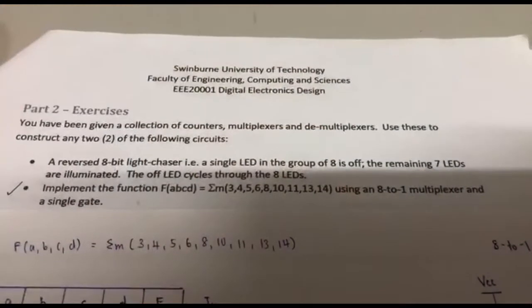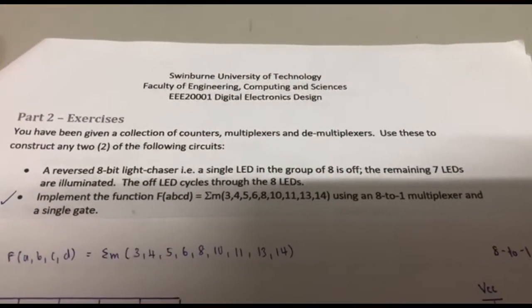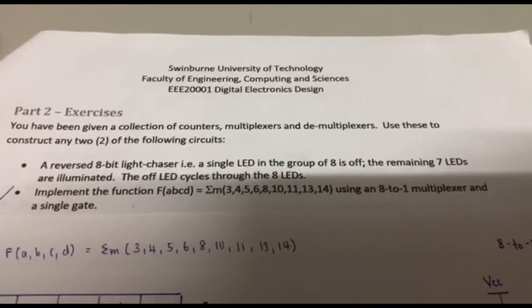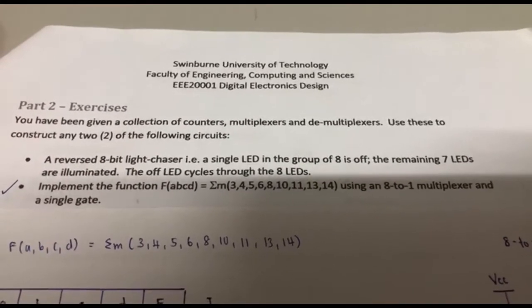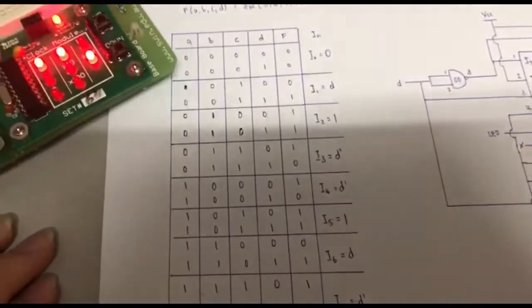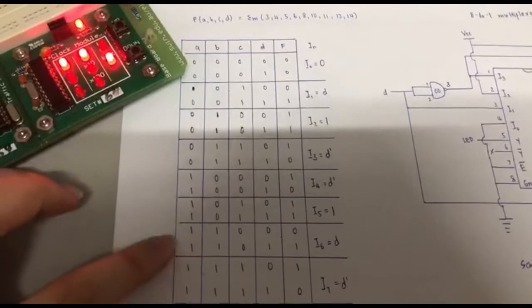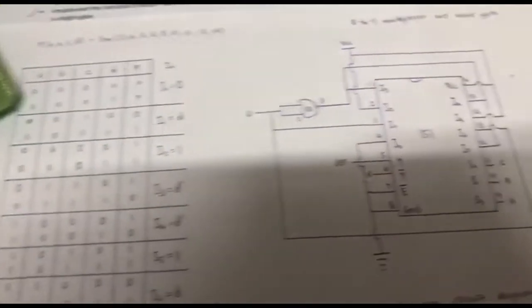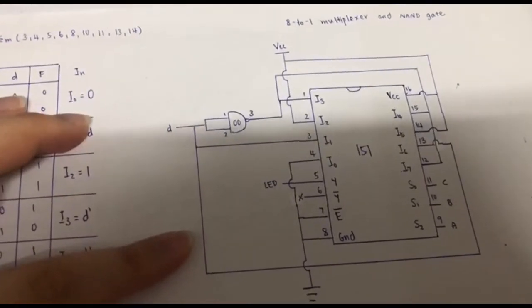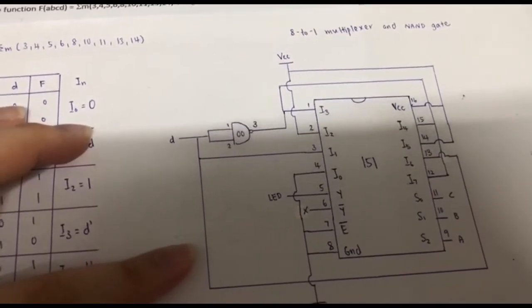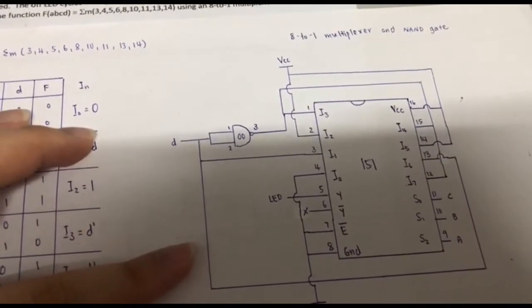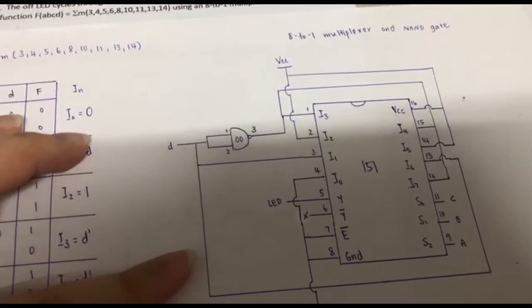For part 2B, we constructed the circuit based on the given function of minterms using an 8-to-1 multiplexer and a single gate. So based on the given function, we tabulated the truth table here. And based on the truth table, we constructed the schematic circuit diagram using 74HC151, which is the 8-to-1 multiplexer, and a single NAND gate.